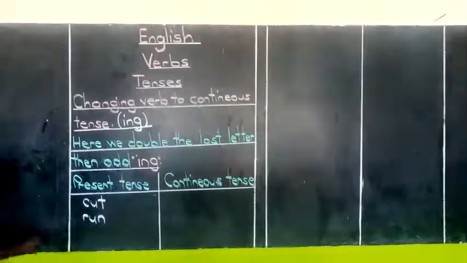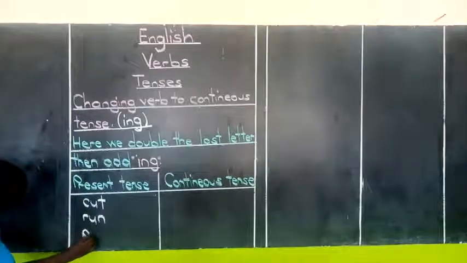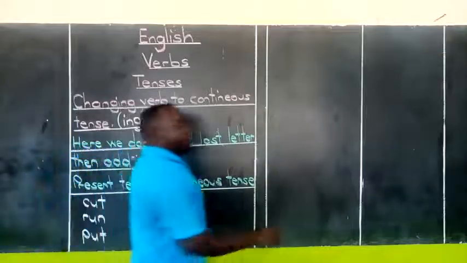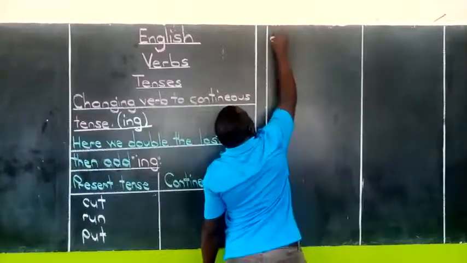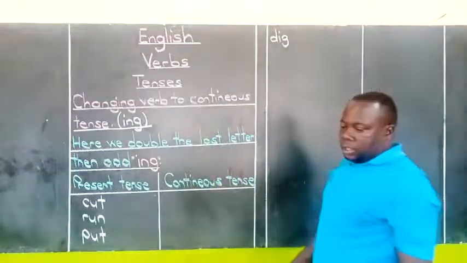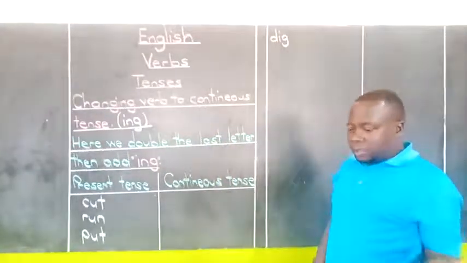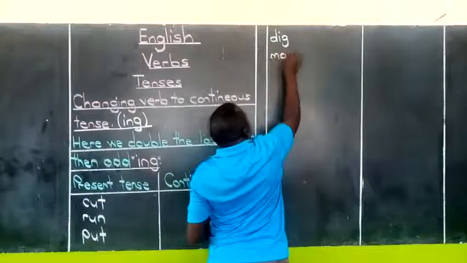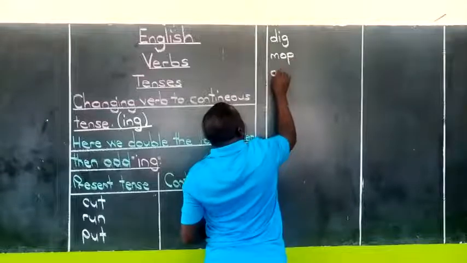Another one is put. Next, dig. Who can give me one? We have mop. We have clap.